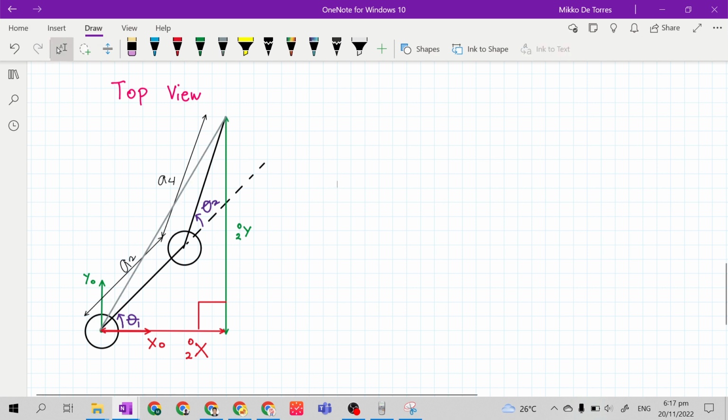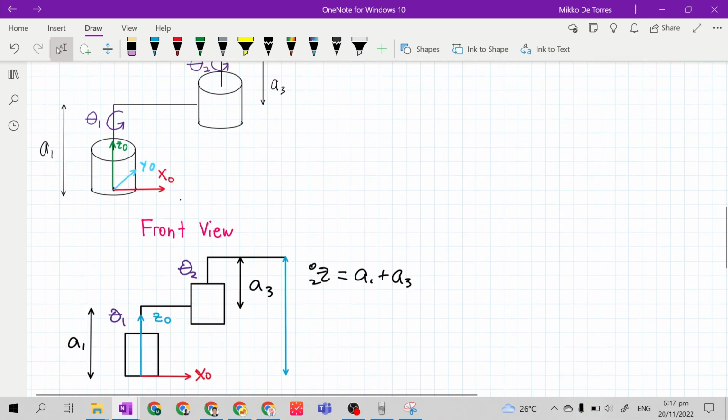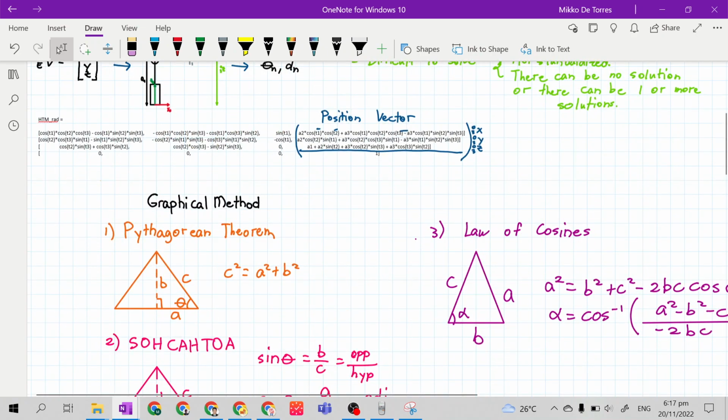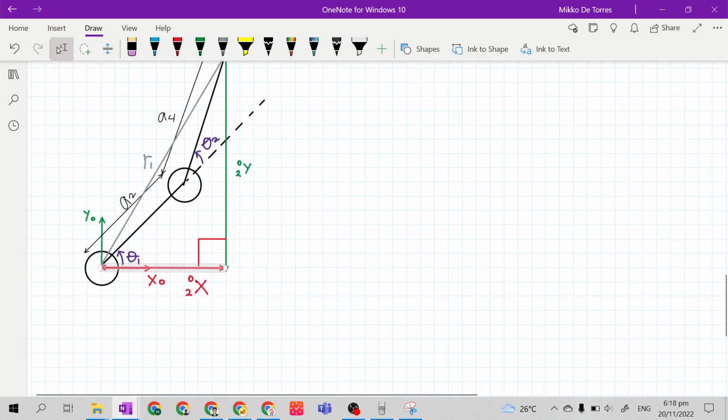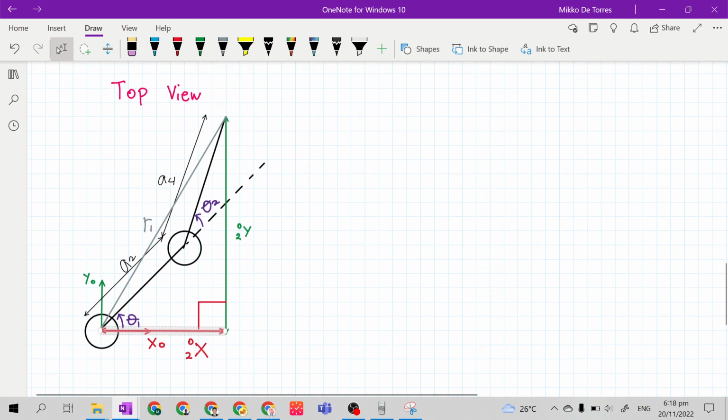That hypotenuse will be named r sub 1. r sub 1 is not given, while y02 and x02 are given. We can use the Pythagorean theorem to solve for our hypotenuse.